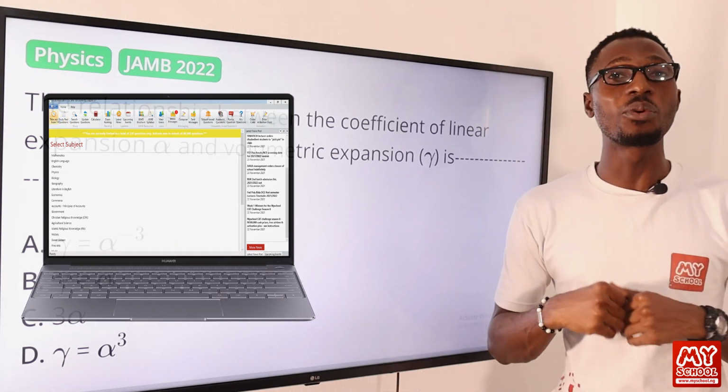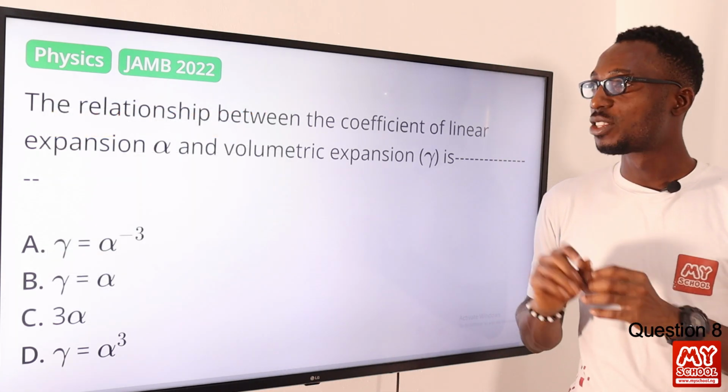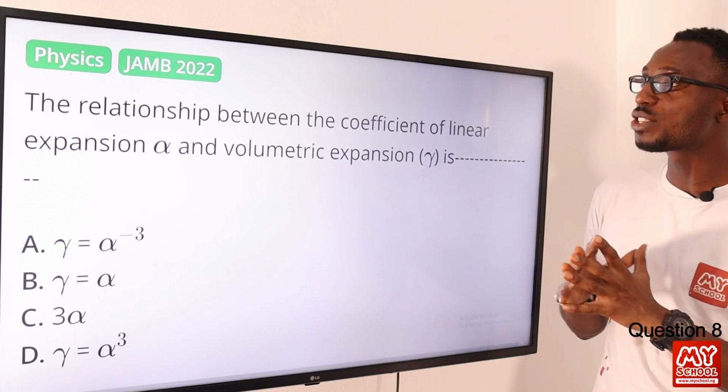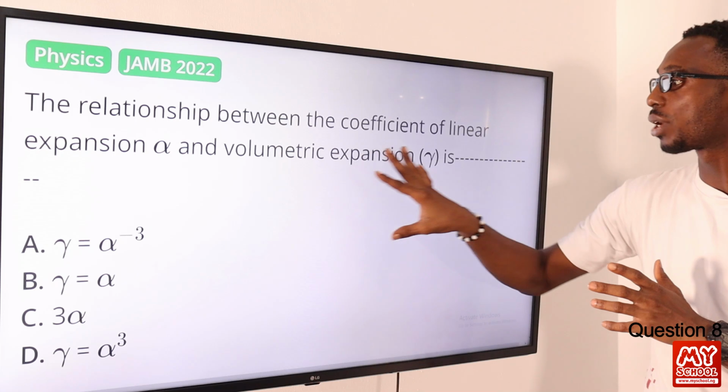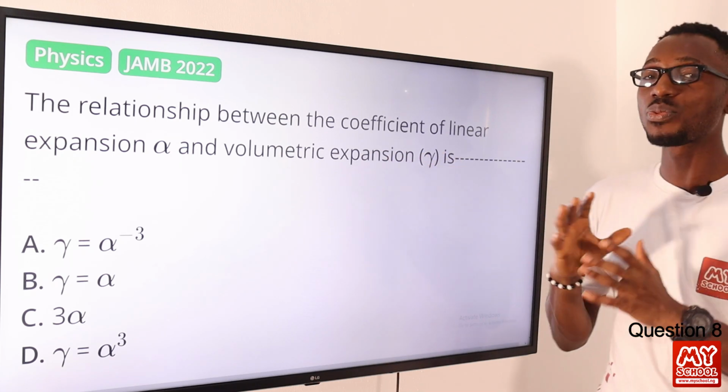So join me as I tackle question number 8. The relationship between the coefficient of linear expansion, which is represented by alpha, and volumetric expansion by gamma is what?